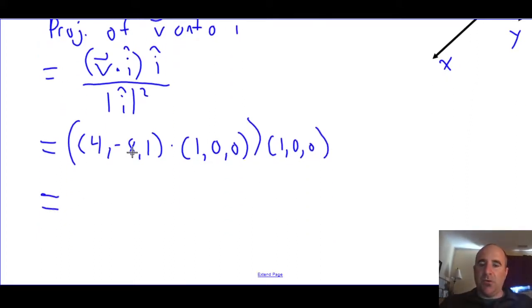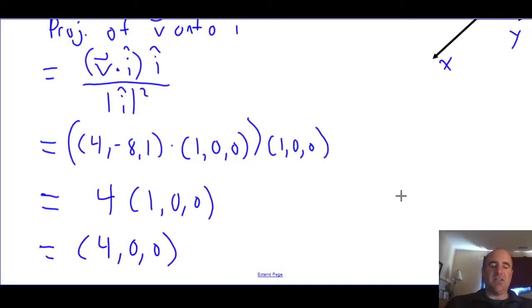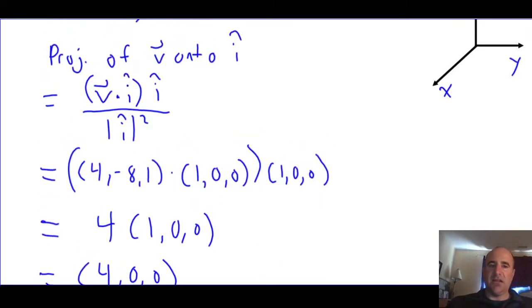Okay, so do the dot product next. 4 times 1 is 4, and then you get negative 8 times 0, which is 0, plus 1 times 0, which is also 0, just gives you 4. So you get 4 times 1, 0, 0, which is the vector 4, 0, 0. Now let's just think about that for a second. That shouldn't be surprising at all.